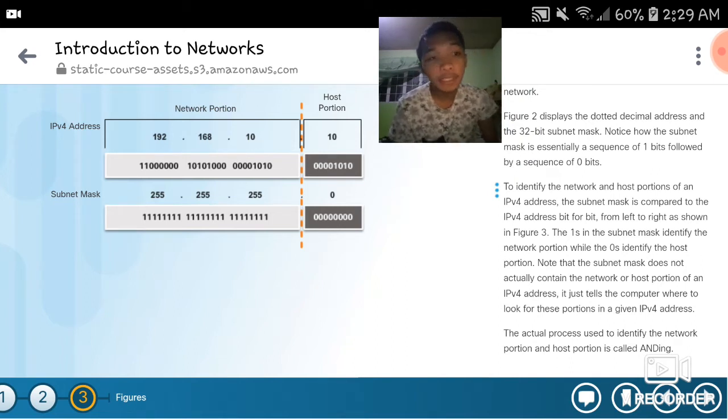Note that the subnet mask does not actually contain the network or host portion of an IPv4 address. It just tells the computer where to look for this portion in a given IPv4 address.